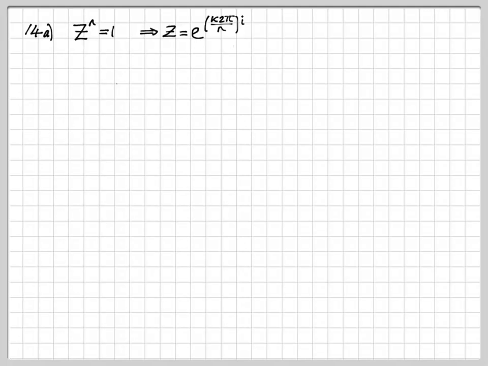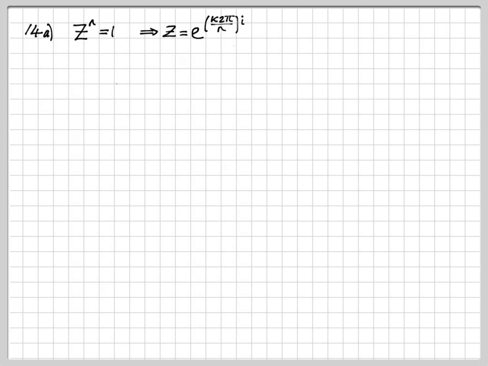Exercise 3.2, question 14. We are told that W is a complex nth root of unity with the smallest argument. So I've started the problem off just by thinking about roots of unity. So I said z to the n equals 1, and then you'll note that I've simply written down the roots of unity in the general form. So z equals e raised to the power of (k2π/n)i.